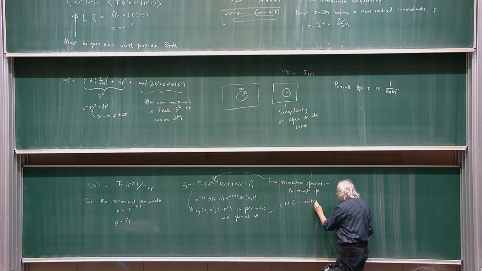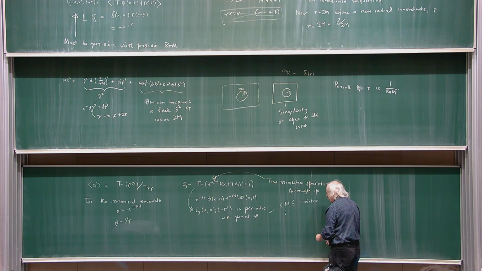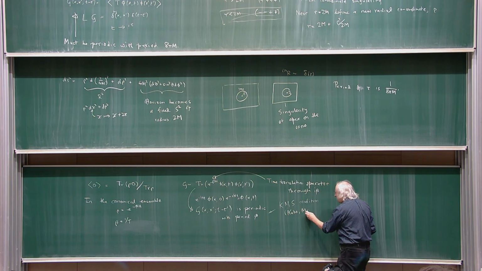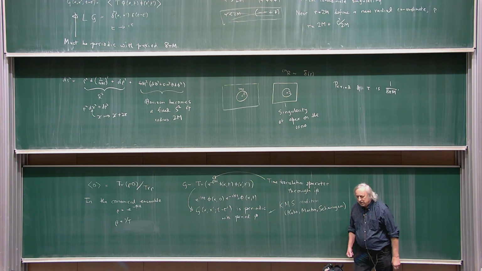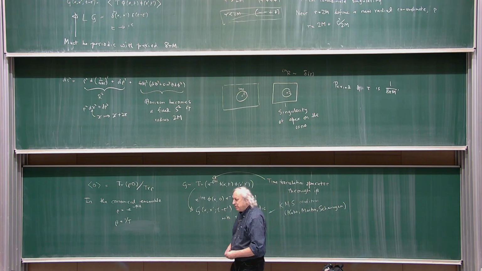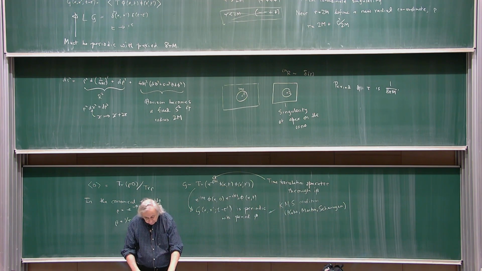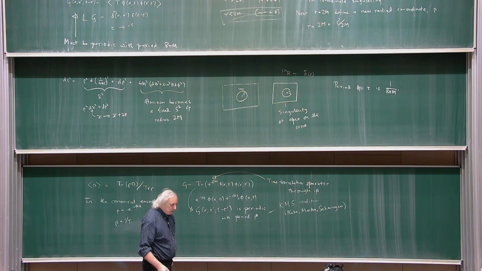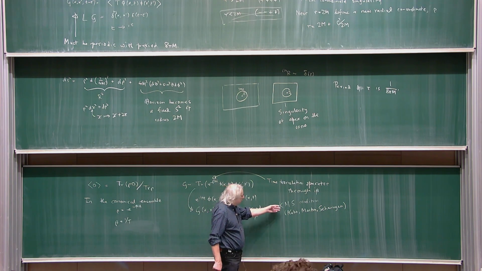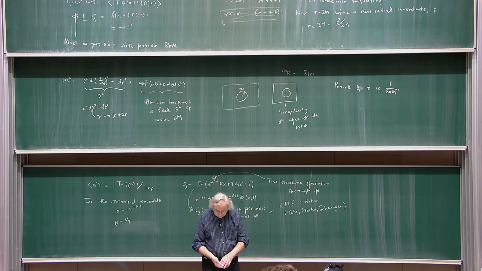Standing for Kubo, Martin, and Schwinger. So that's one way of doing it, but you really want to go the other way. You want to say that if the Green's functions are periodic, that implies you have a temperature of 1 over beta. That's a more complicated calculation, but I refer you to KMS to do that.